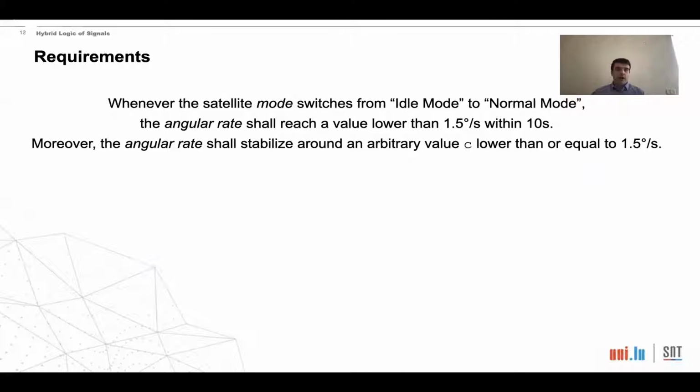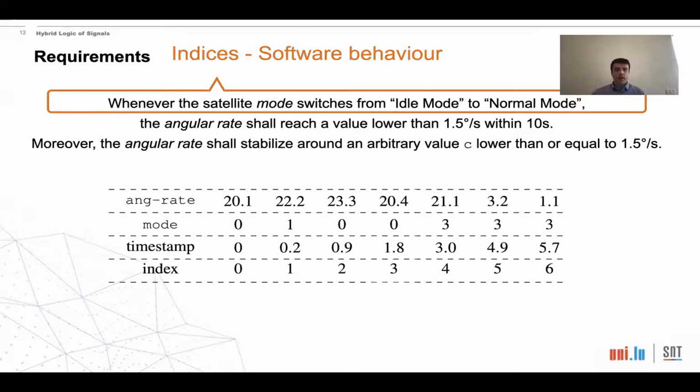Let's consider the requirement we previously discussed, which is not expressible in existing languages for signal-based temporal properties. Let's identify the main features a language needs to express this requirement. Our language should be able to express constraints on the trace indexes. Specifically, to express that the satellite mode switches from idle mode to normal mode, we should specify that there exists an index such that the mode of the satellite is 0. The value 0 assigned to the variable mode specifies that the satellite is in idle mode.